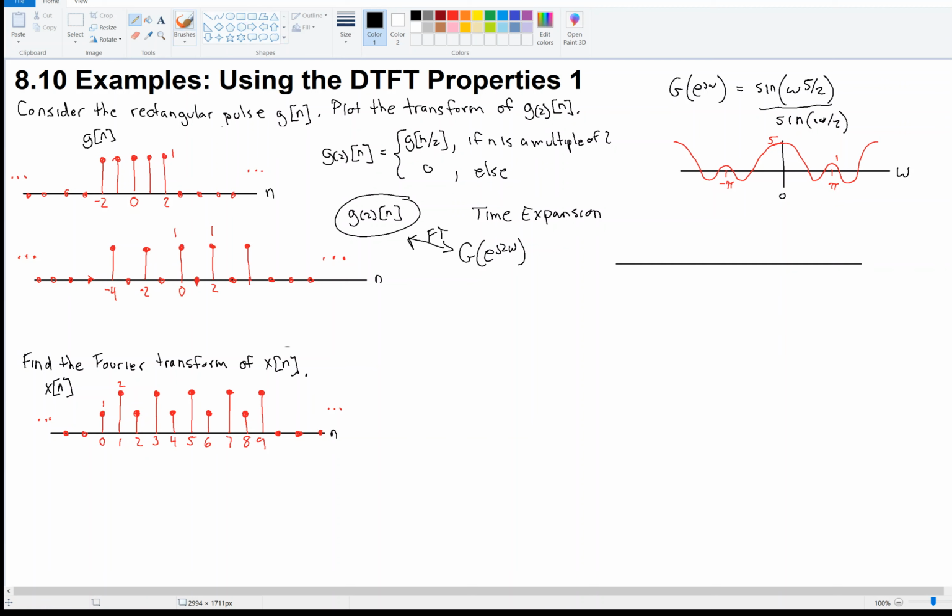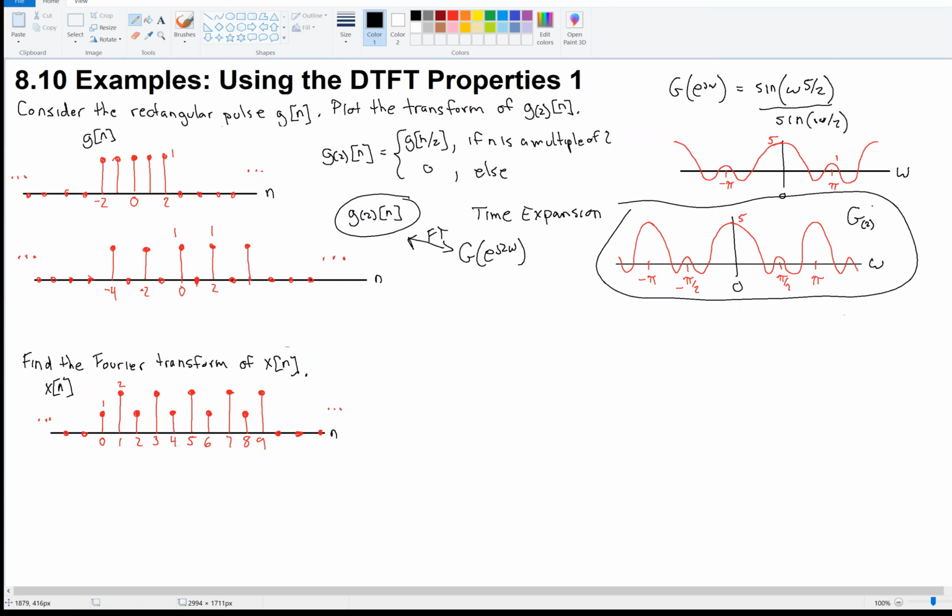So here's omega, and we've got something that will look like this. And you say, well, that looks the same. Well, not quite. It's compressed by 2. So this is 5 still, and this is now pi over 2, and now this is pi. So it's periodic with period pi. And you say, wait a minute, I thought it had to be periodic with period 2 pi. Well, yeah, if it repeats every pi, then it certainly repeats every 2 pi. So this is the Fourier transform that we're looking for. This is the Fourier transform of g2, I guess. Okay, so that's our answer. So we use the time expansion property there.